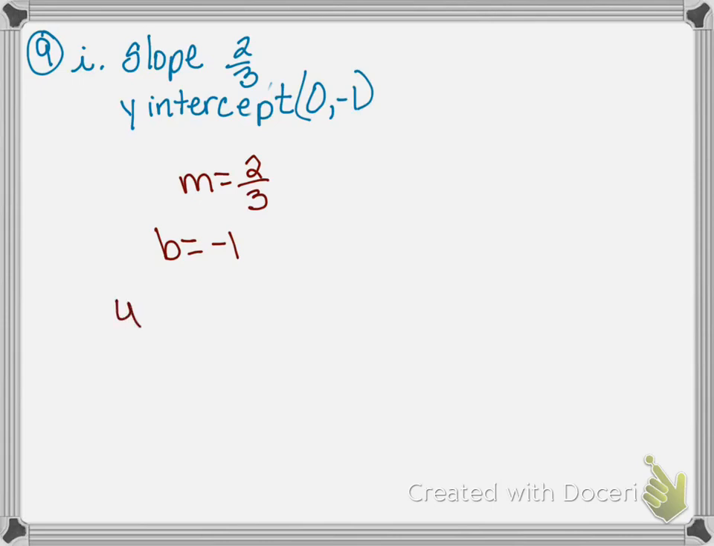So when we put this in y equals mx plus b, we're left with y equals 2/3 x minus 1. Okay, and we are going to graph that.